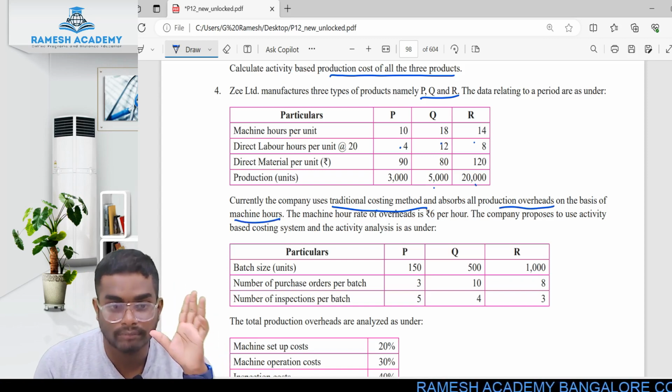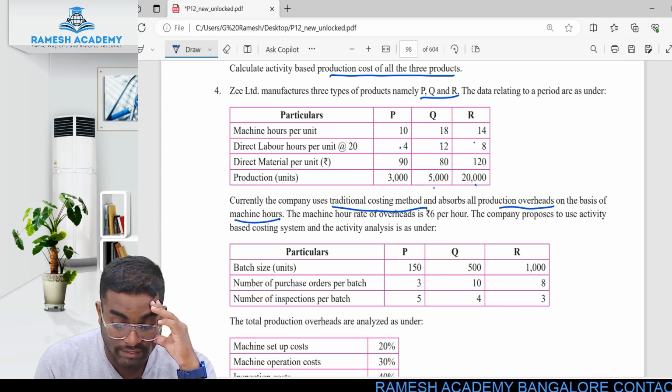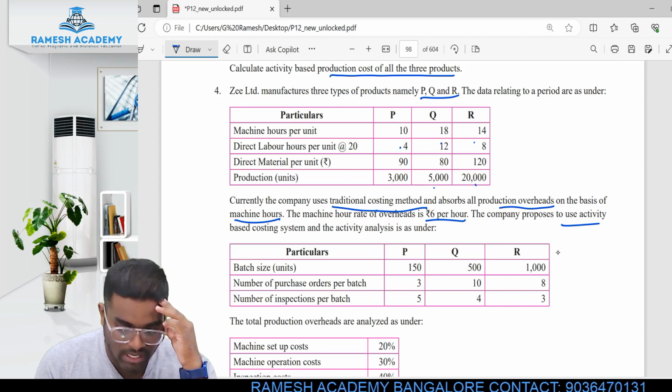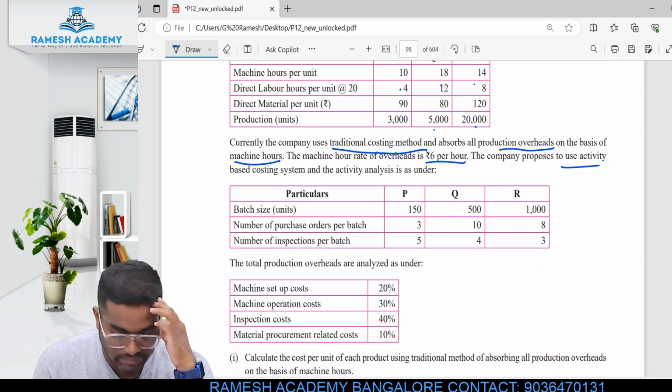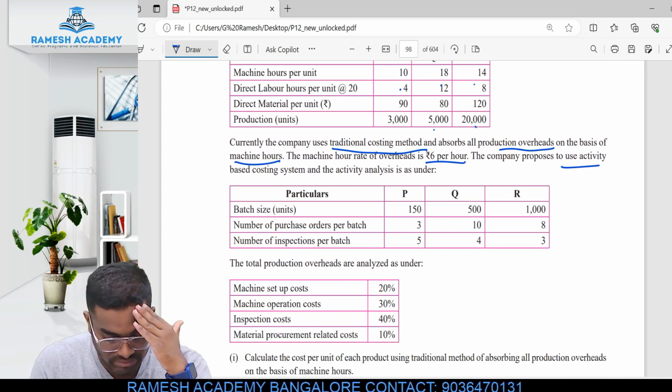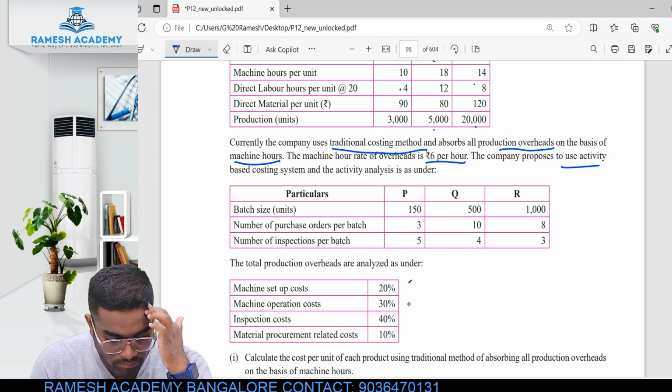See, they are telling machine hours in this question. The machine hour rate is 6 per hour. The company proposes to use activity based costing system, and activity analysis is as under. Batch size they have given, purchase orders per batch and number of inspections per batch, and they have 4 costs: machine setup cost, machine operation cost, inspection cost and procurement cost.